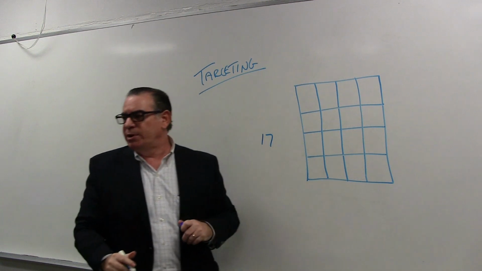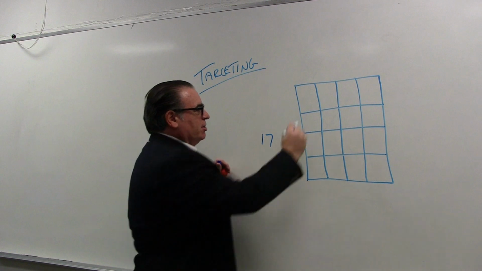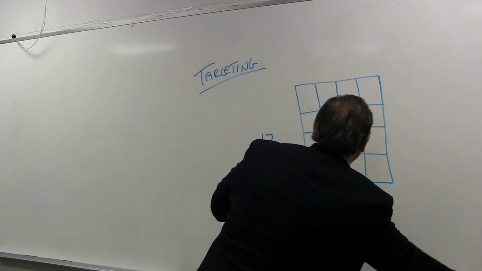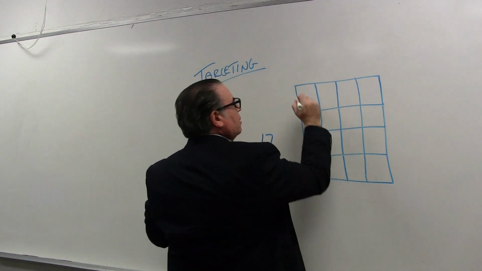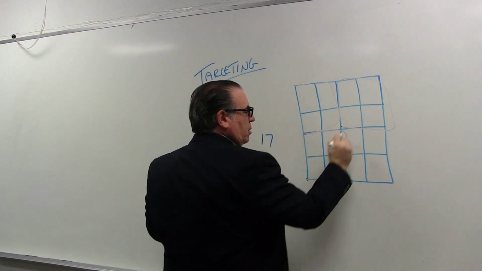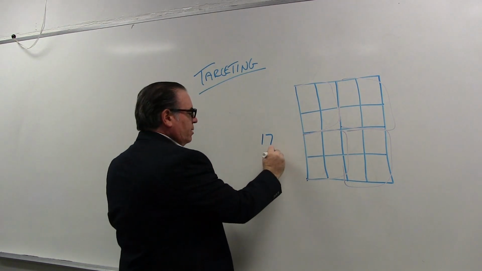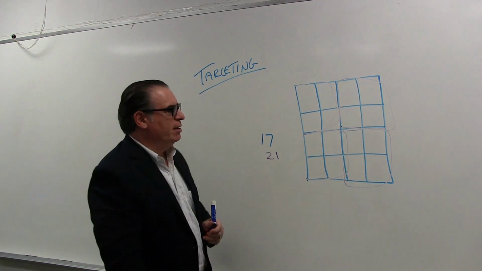Anybody see any other squares? Oh, when you do 4 together. 4 together. So hold on, I'm going to use a different color marker. So these 4 here, right? Boom, boom, right? And boom, right? Okay. So that's 17 plus 4, so that gives us 21, right? Okay, anybody else see any other squares?